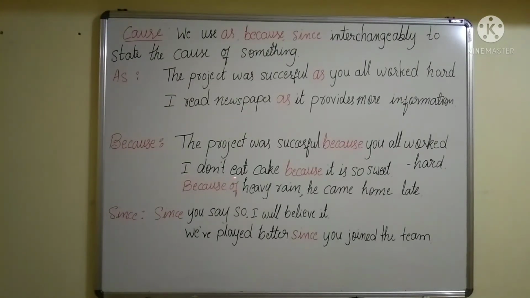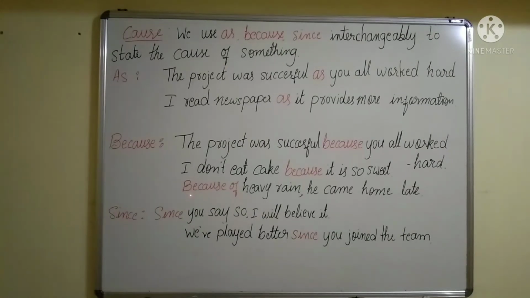This is an independent clause, and because you all worked hard is a subordinating clause. Next, "I don't eat cake because it is so sweet." It's very clear. I don't eat cake is an independent clause. Because it is so sweet is a subordinate clause. Here also, since the sentence started with an independent clause, I didn't use any comma.